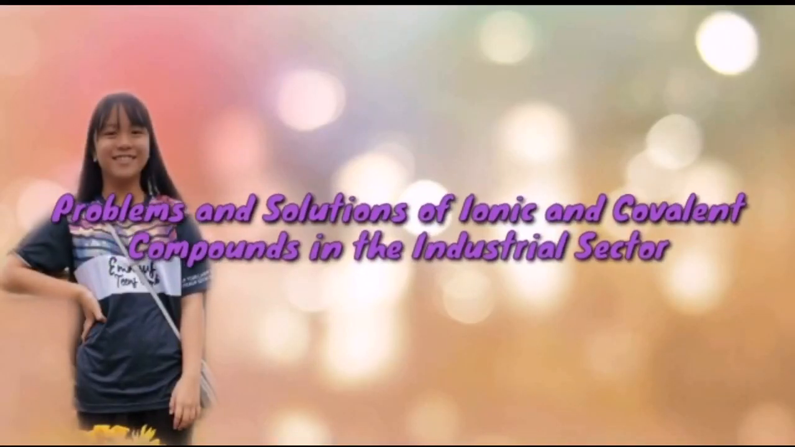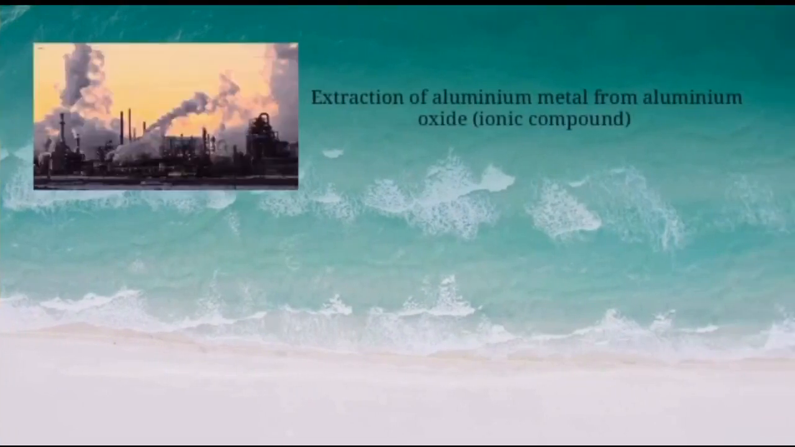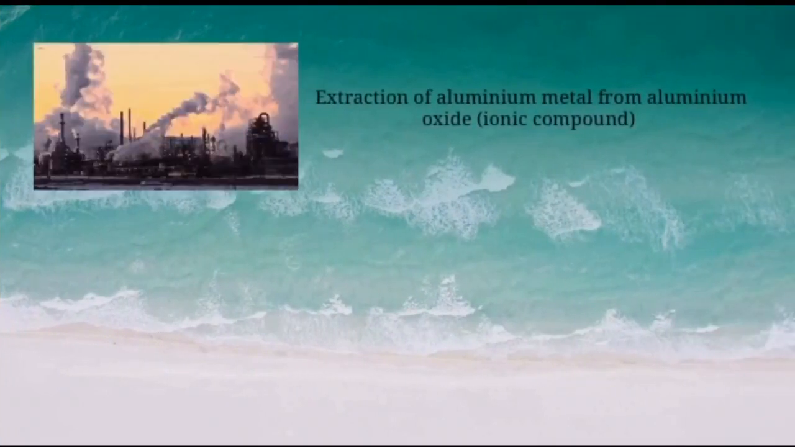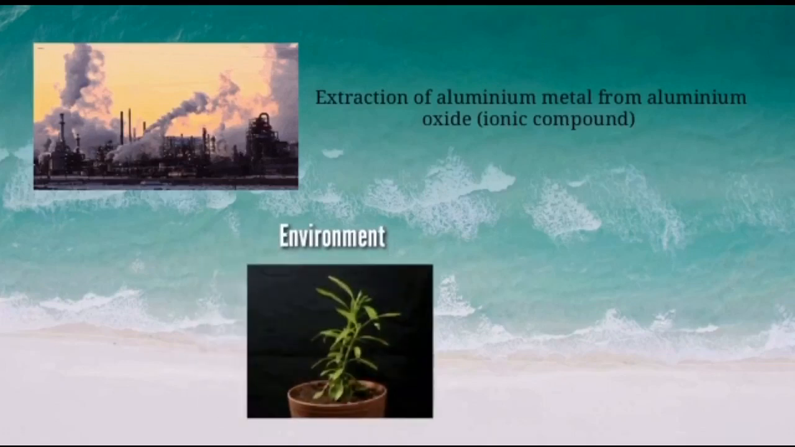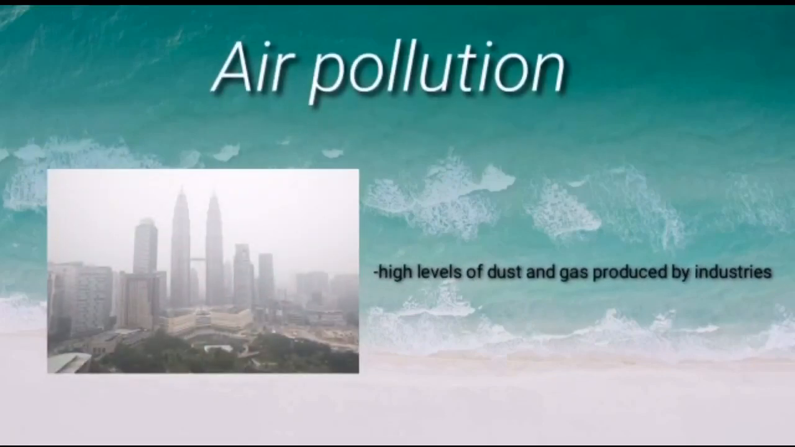Today, I am going to talk about the problems and solutions of ionic and covalent compounds in the industrial sector. For example, extraction of aluminium metal from aluminium oxide, which is an ionic compound, can cause harm to the environment and human health. It can cause air pollution with high levels of dust and gas produced by the industries.